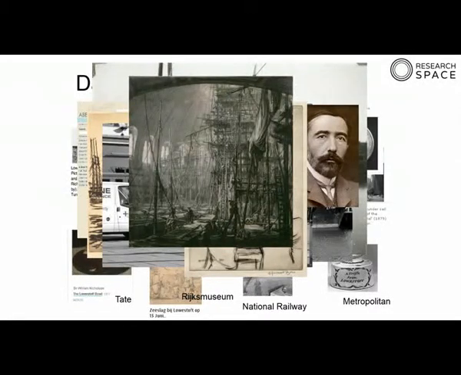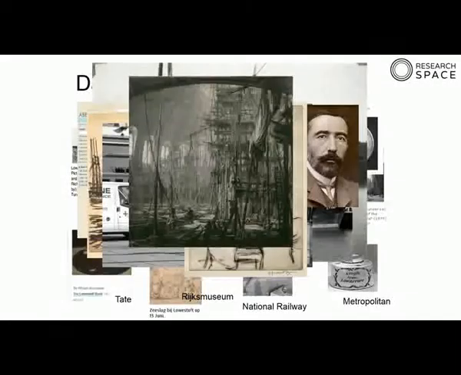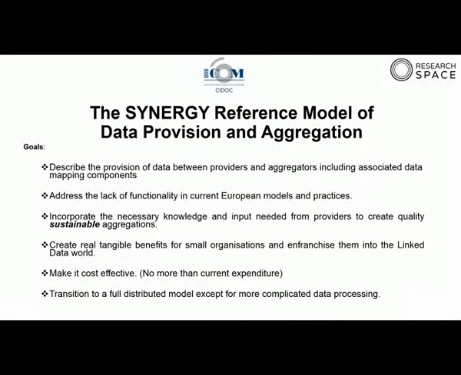Here's a Muirhead Bone of the round reading room of the British Museum. It's in the Tate, but there's no mention in the Tate's collections online of any of the connections with the British Museum, and here is the problem. That's sort of a summary of some of the reasons why we're doing it.